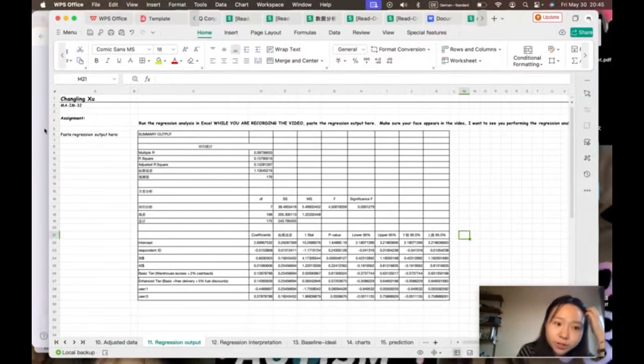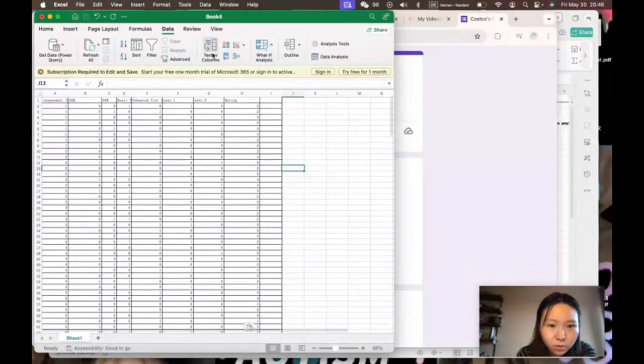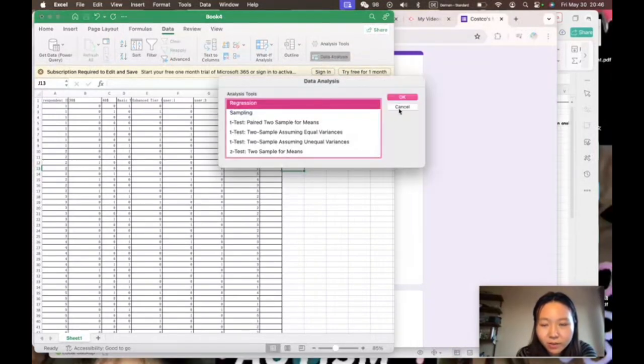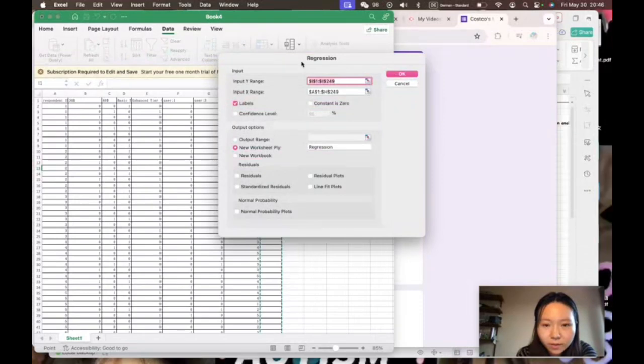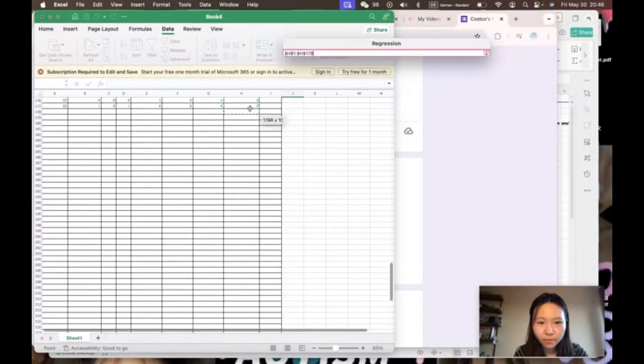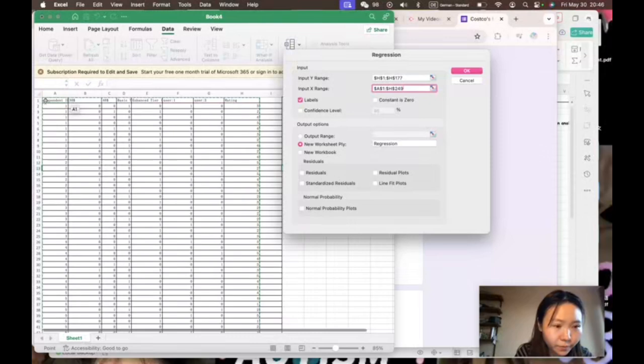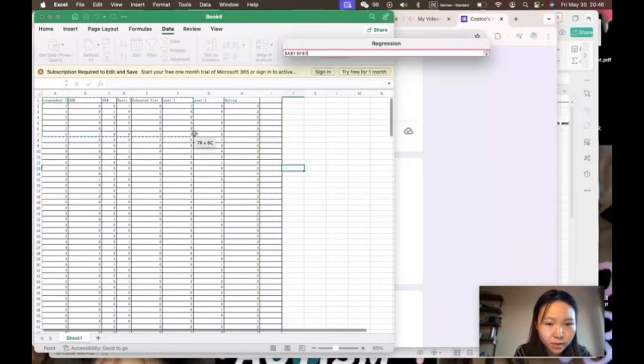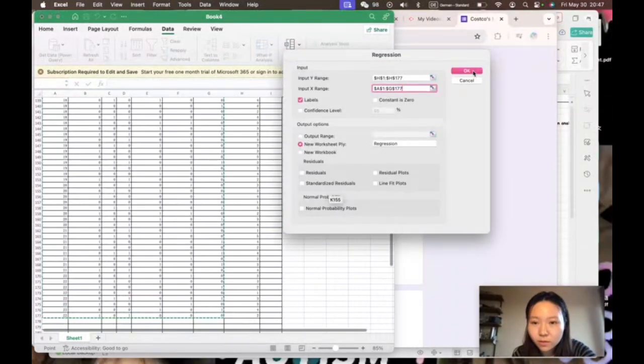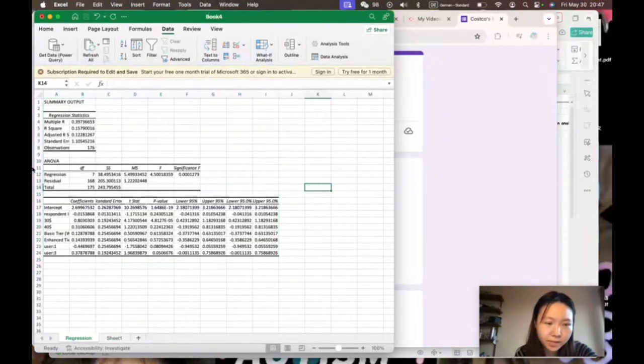Here is how it worked. I should do the data analysis and the regression. I choose the Y range here and the X range here, from respondent to user 3. Okay, that's the regression output.